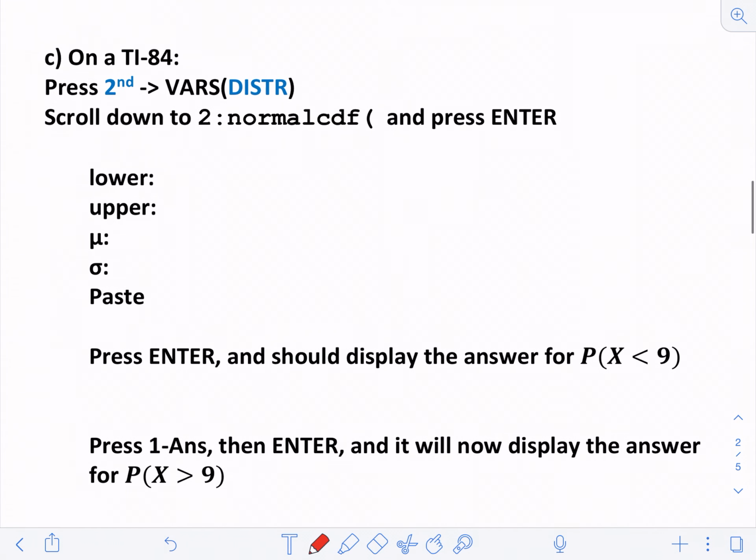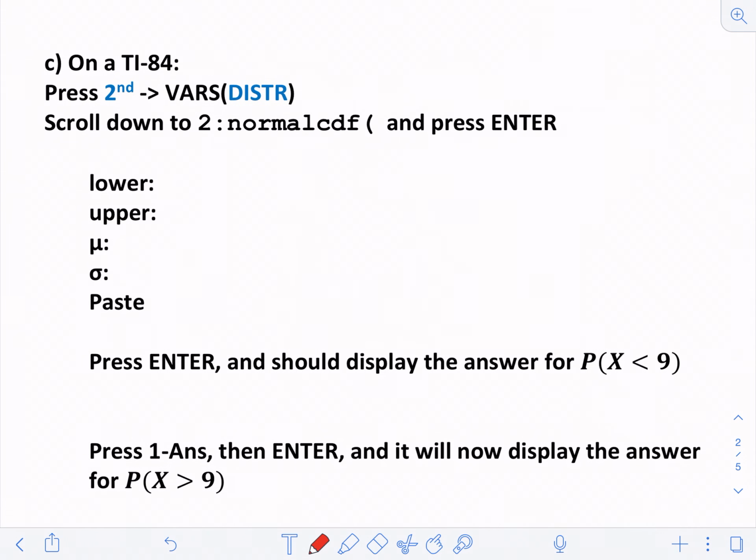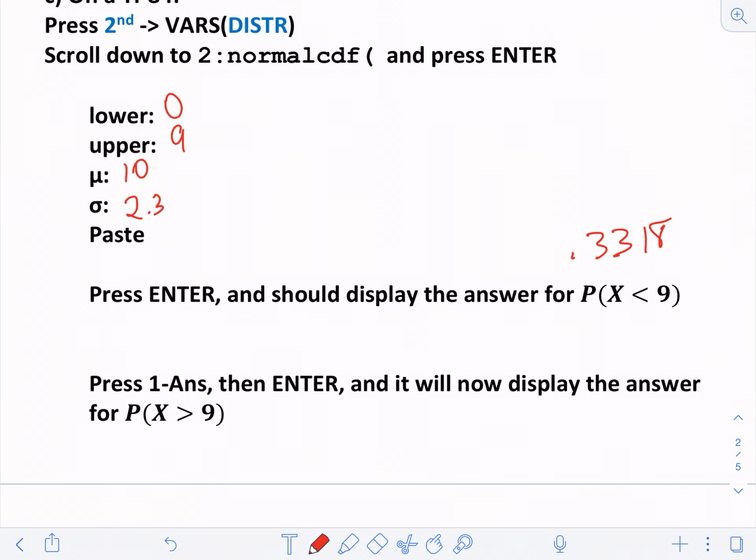So here for part C, we're going to go back to the same. Second vars, we're going to go to number 2. And our lower is again going to be 0, and our upper is 9. So 0 and 9, and then our mean is 10 and 2.3 standard deviation, right? And hit paste, and we get the answer of 0.3318, right? But that is for less than 9. I want greater than 9.